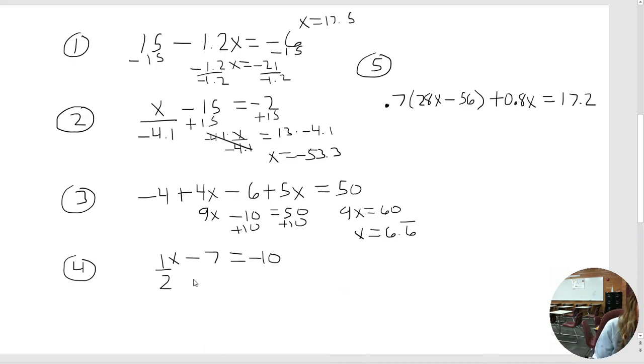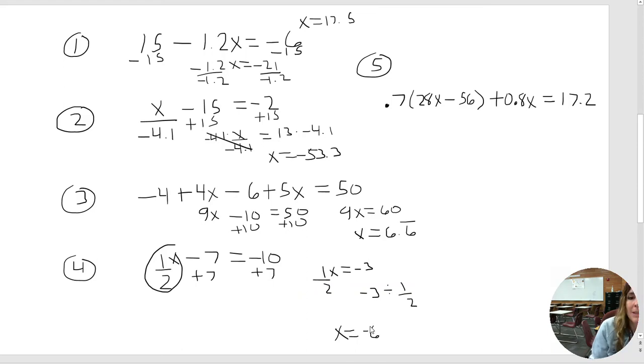Okay, number 4, the variable's being multiplied by 1/2. And before you do anything with that, you should add 7. So 1/2 times x equals a negative 3. And then from there, you need to get rid of the multiplication of 1/2 by using division. So you need to take the negative 3 and divide by 1/2. And you should have gotten negative 6.